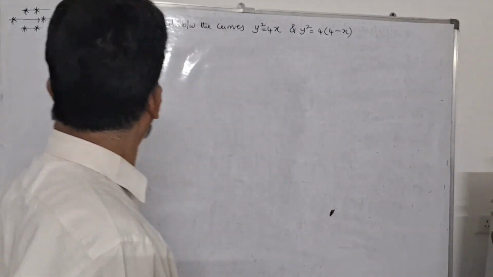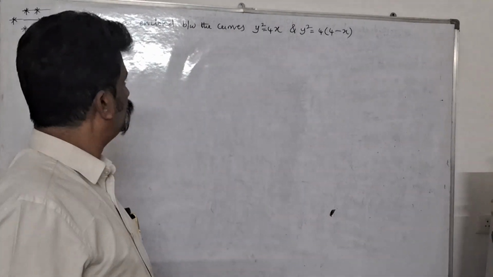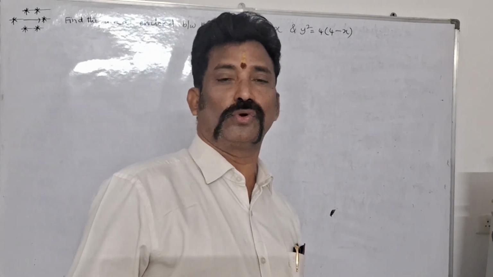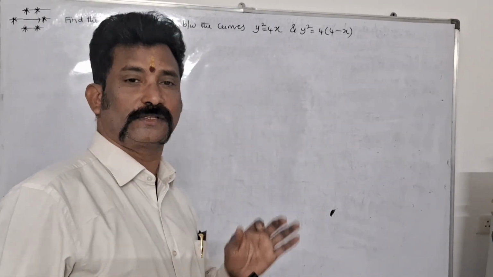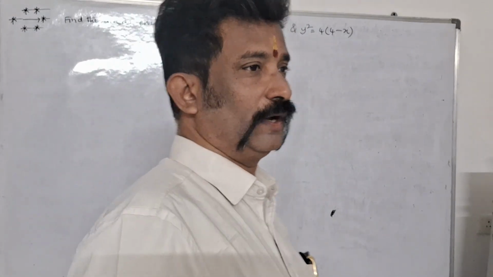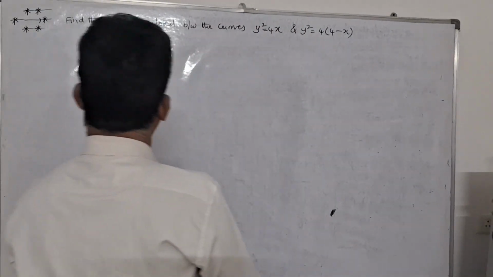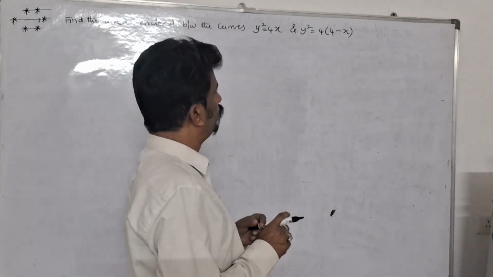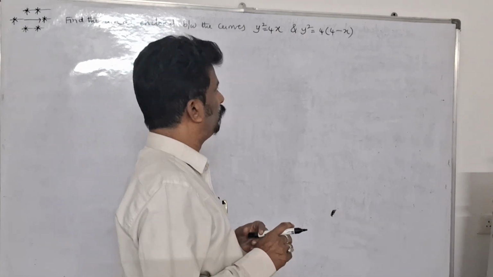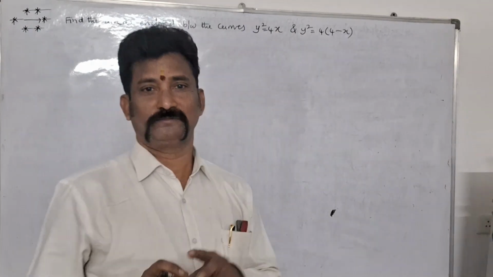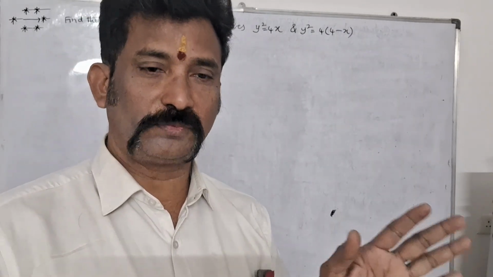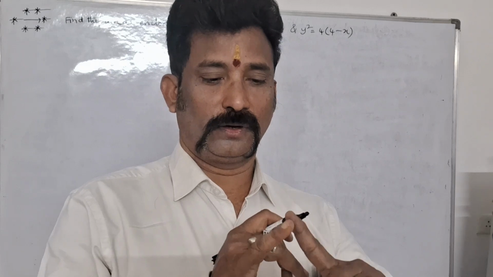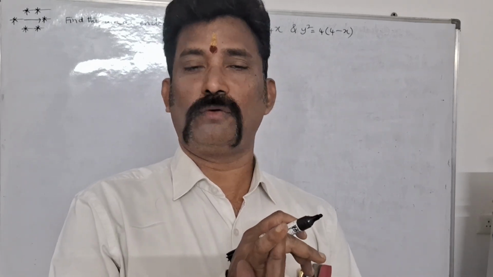Okay guys, look at the board. Find the area enclosed between the curves y square is equal to 4x and y square equal to 4 into 4 minus x. This is also a very important question. Two curves are given, limits not given. The previous question was an ellipse with a standard diagram, so it was easy to find the value of y.